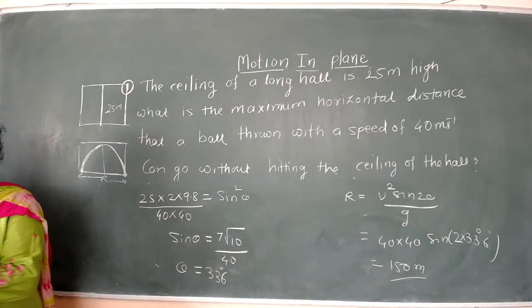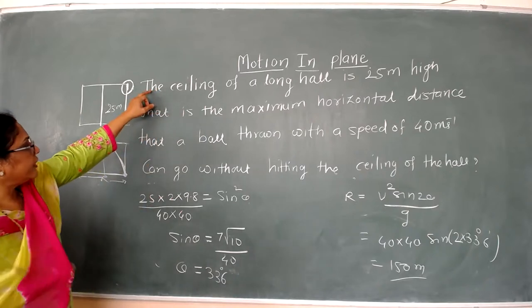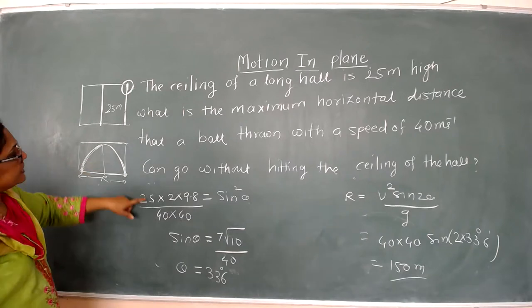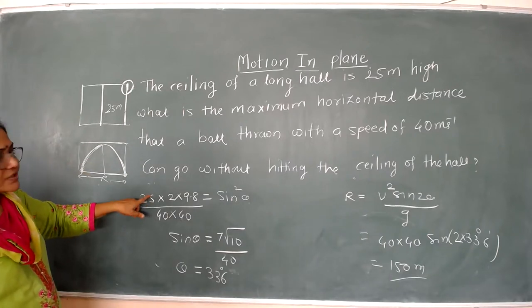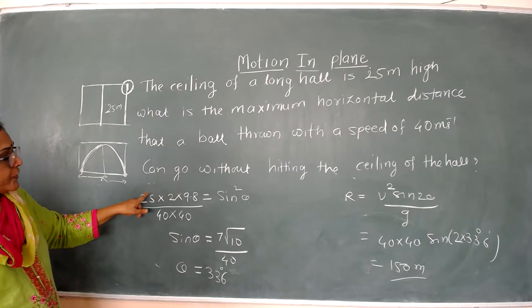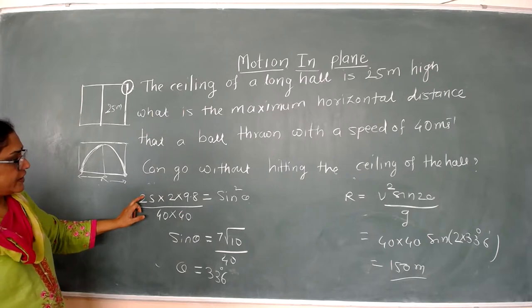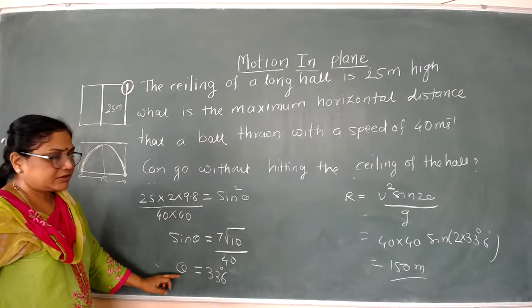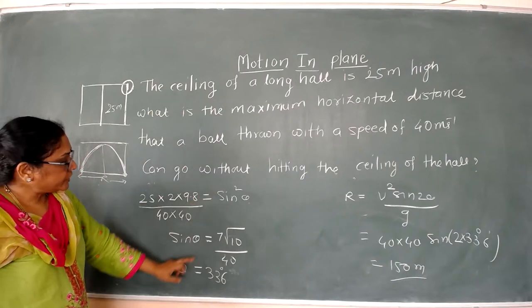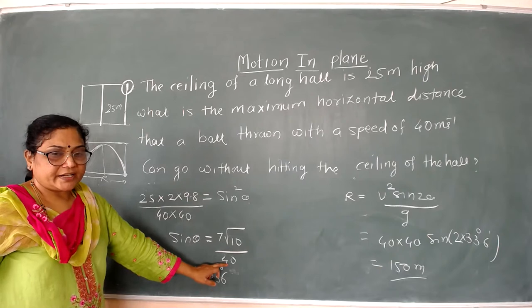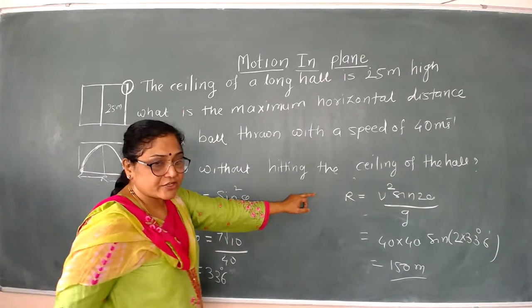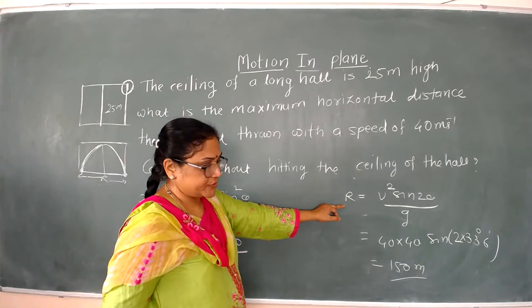So see here how to solve this. First, the value given is 25 meters, meaning the height is given. So use the related formula for the height. First, find theta by using this formula. Therefore, theta is equal to 33 degrees 6 minutes. Then use this theta to simplify the next equation, that is the range of a projectile.